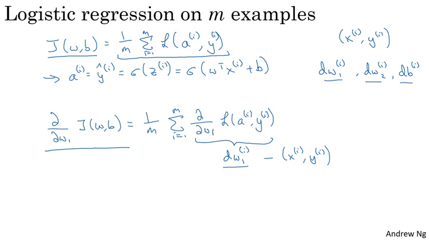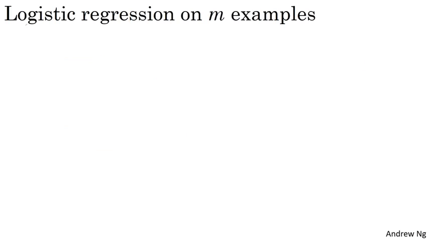So I know that was a lot of details, but let's take all of this and wrap it up into a concrete algorithm, into what you should implement to get logistic regression with gradient descent working. So here's what you can do. Let's initialize J equals 0, dw1 equals 0, dw2 equals 0, db equals 0. And what we're going to do is use a for loop over the training set and compute the derivatives with respect to each training example and then add them up.